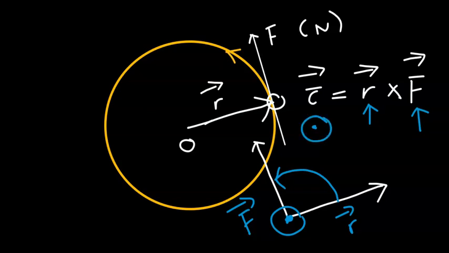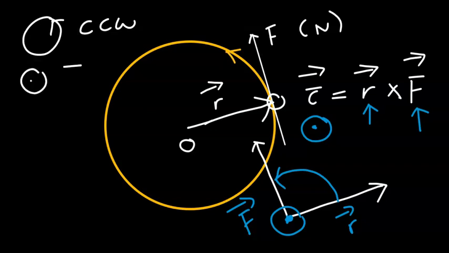We will usually apply the following convention for the sign of the torque. If the rotation is counterclockwise, or the direction of the torque is out of the plane towards you, we will take the sign of that torque to be positive.